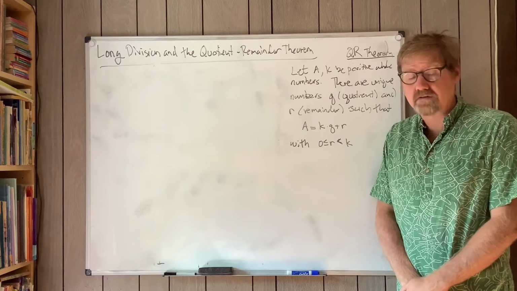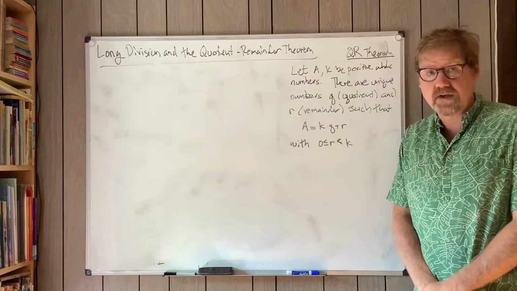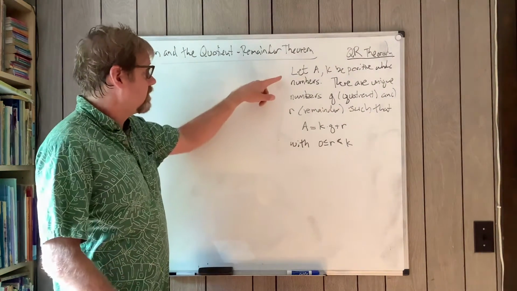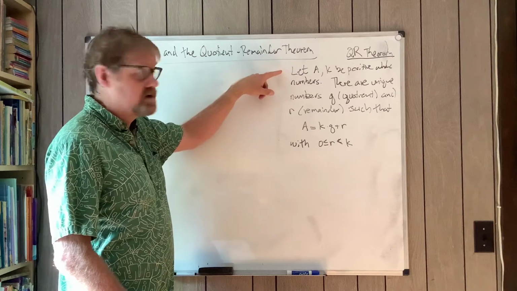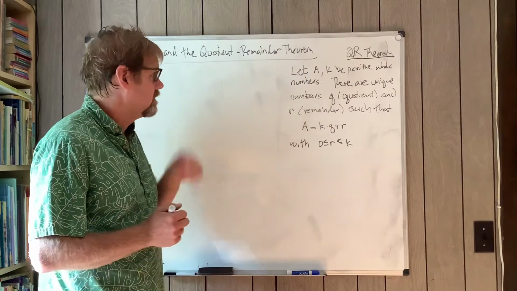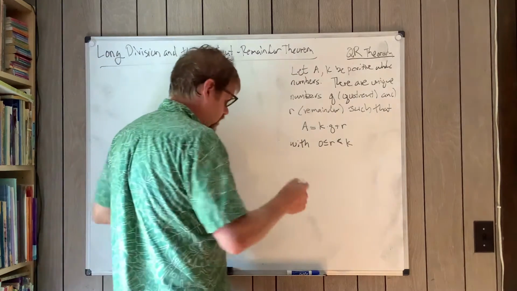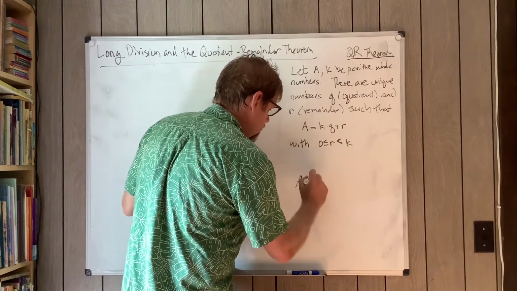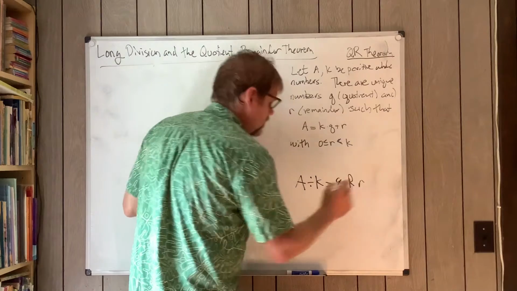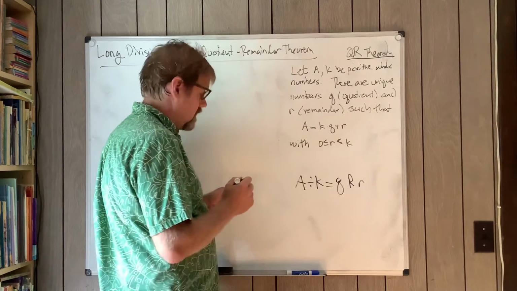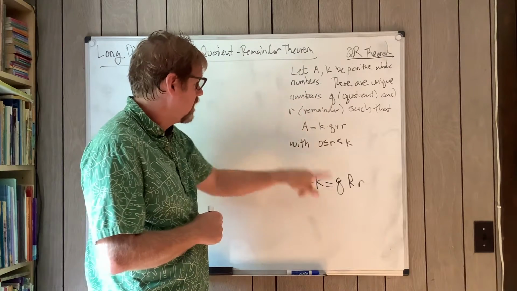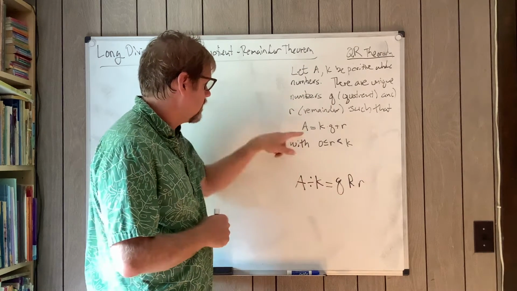Okay, this is all about long division and the quotient remainder theorem. Let me remind you a little bit about the quotient remainder theorem. I have two positive whole numbers, I'm going to call them A and K. What you're trying to do is come up with A div K is some quotient Q remainder R. What this says is there are unique numbers Q and R such that this is true.